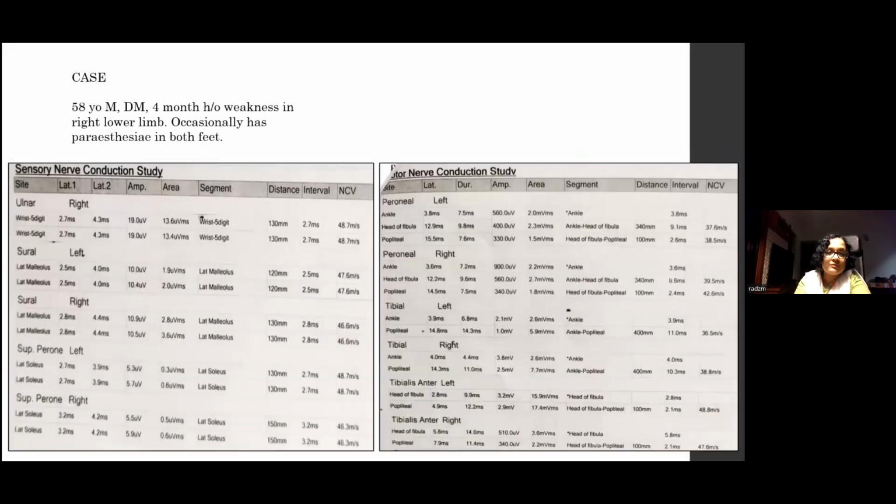The next case would be similar. So again, a 4-month history of right lower limb weakness without significant unilateral sensory symptoms. However, he does have some paresthesia in both feet, but he is diabetic. He has DM, he is diabetic.